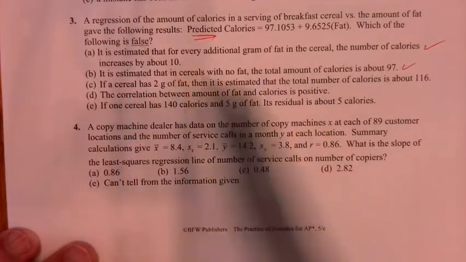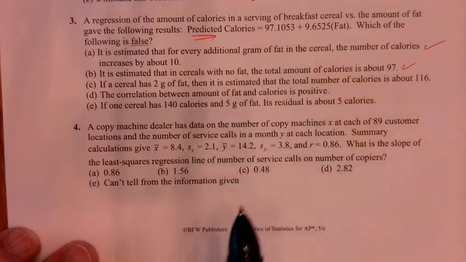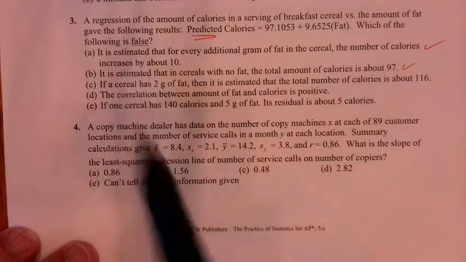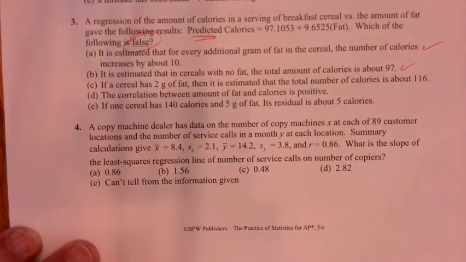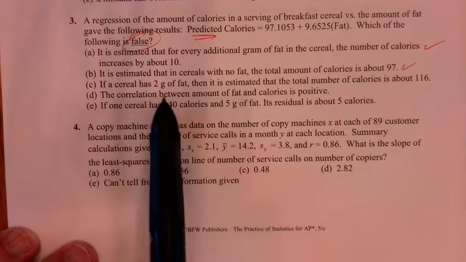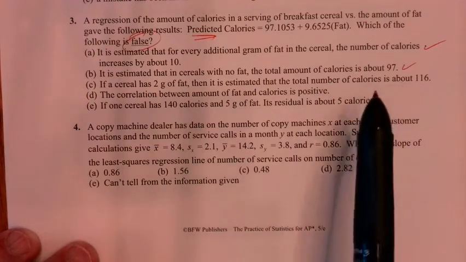Oh, which one's false? So that's true and that's true. Because, okay, I'm getting confused. Like, both of those are true. Those are good answers. But it's which one's false. I've got to read my question. If a cereal has 2 grams of fat, it's estimated the total number of calories is about 116.